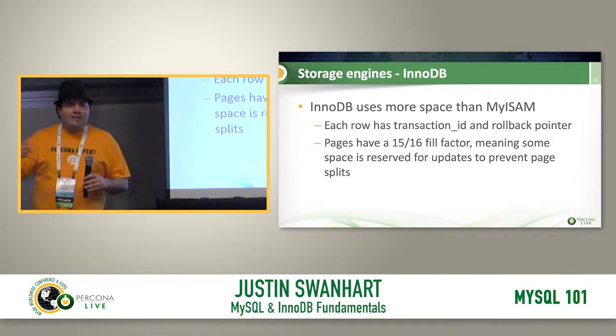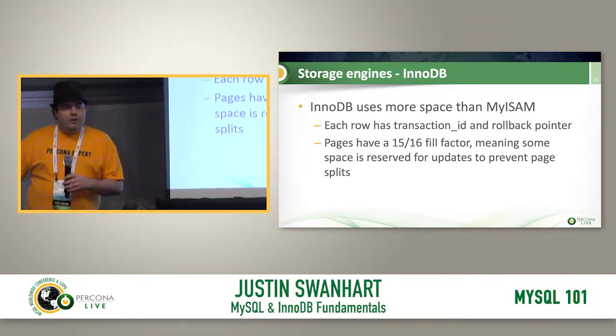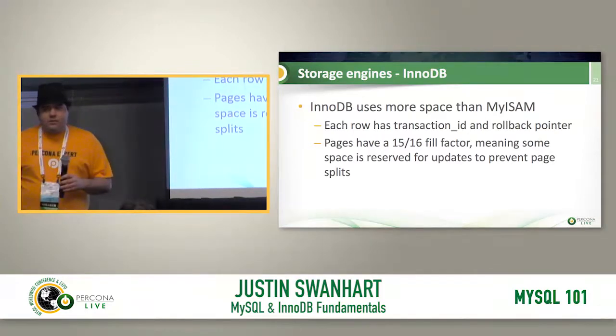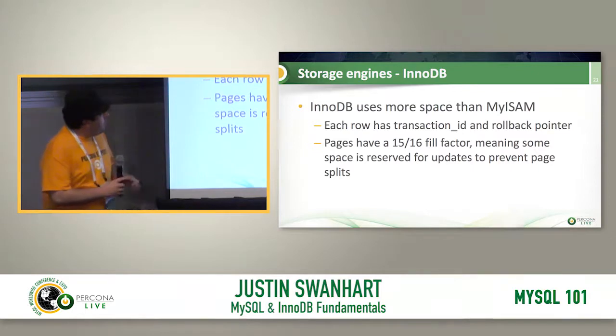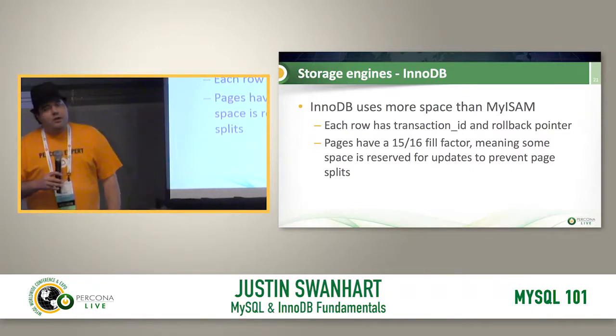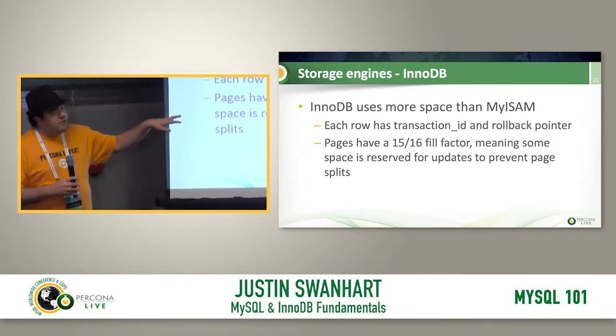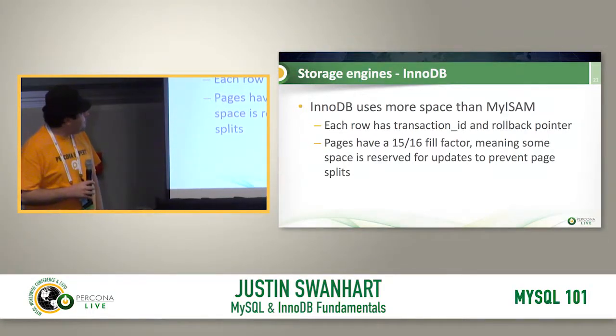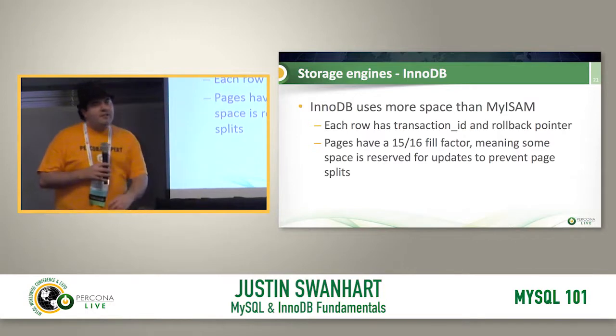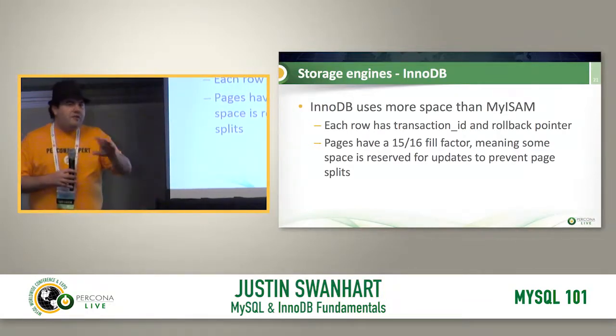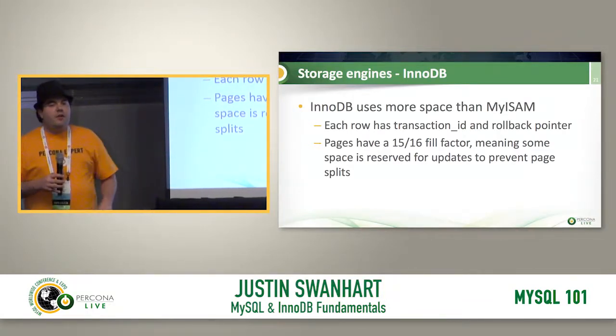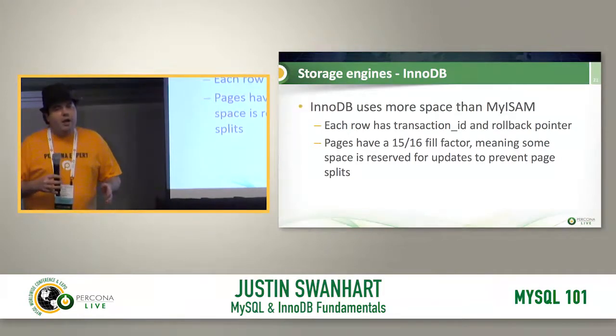Well, every row has a transaction ID in it, and the database knows, I'm transaction 30, so I can't see anything greater than 30. But it requires extra space for that. There's also a rollback pointer. The rollback pointer points into undo segments, which we'll talk about in a few moments, but that also takes up extra space. And pages have a 15/16 fill factor. So all the pages have a small amount of space reserved so that you don't have to split the page if you update a value and you make it larger.